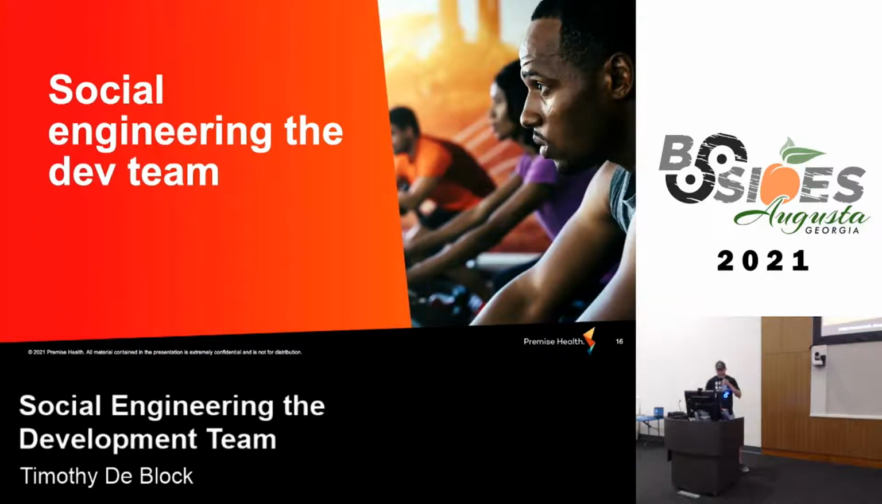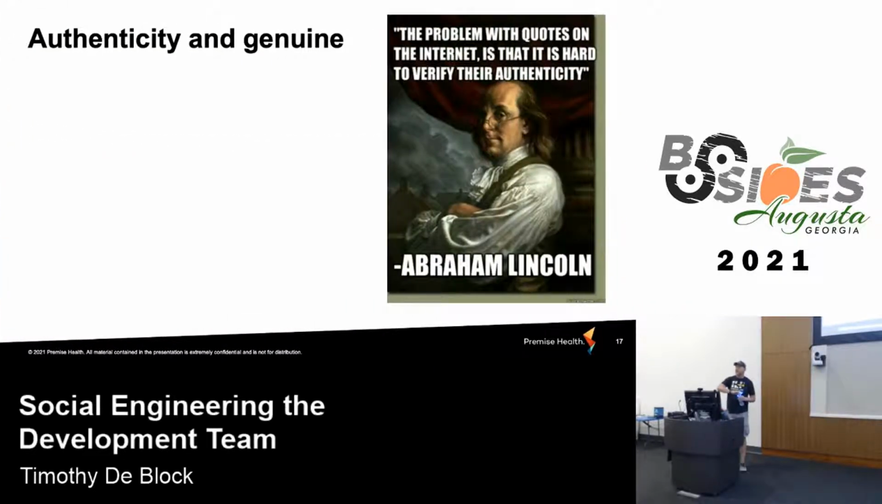So, social engineering the dev team. This needs to be an authentic, genuine thing, as in a lot of other sales books, right? Coming off as authentic instead of manipulative. If you manipulate them and they find out about it, you've just lost it, right? So you have to come at this from an authentic and genuine standpoint.